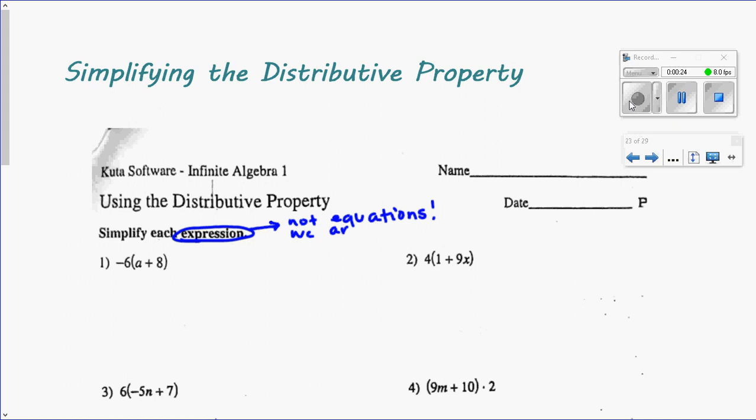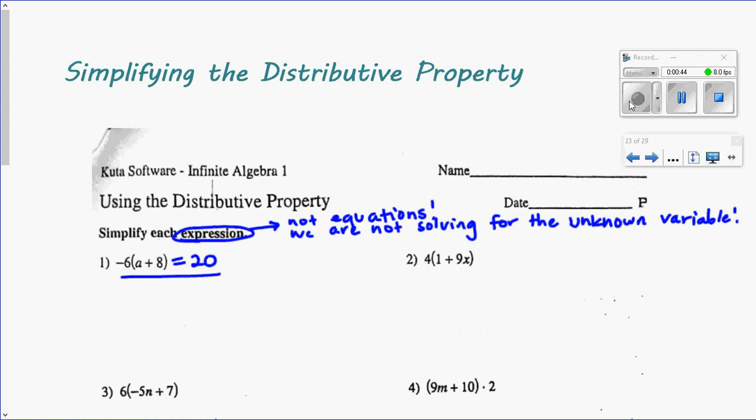We are not solving for the unknown variable. Okay, if we were, it would look like this. It would be a whole equation with an equal sign. Okay, and we will do that. We just are not doing that all on the same day. So for right now, we are just going to actually simplify the expression.